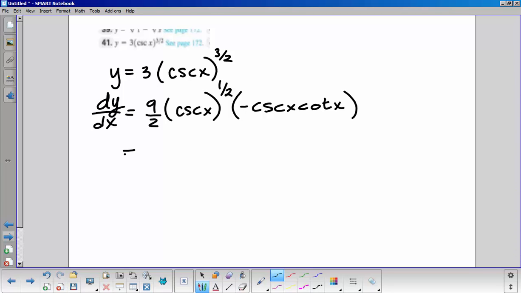All right, now I can pull the negative out in front, and this is cosecant to the 1 half, and this is cosecant to the first, right? Can I add the exponents? May I add the exponents? I mean, I can, but may I? So what's 1 half plus 1? So this is cosecant to the 3 halves x times cotangent of x, right? I just simplified it a little bit by adding the exponents.